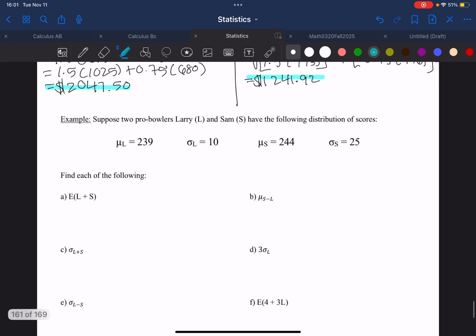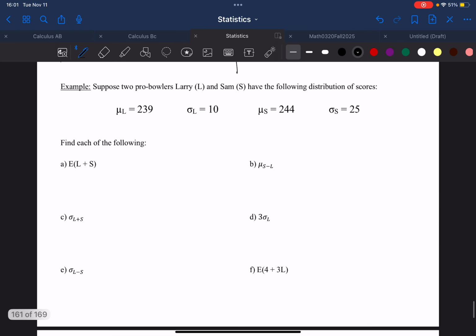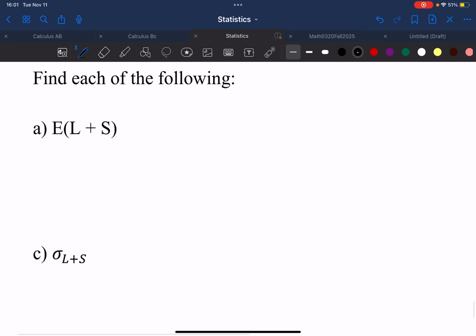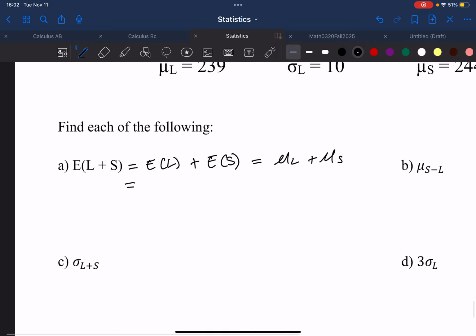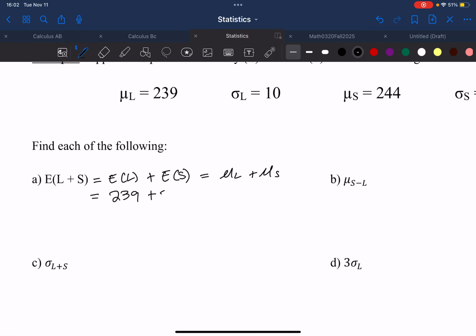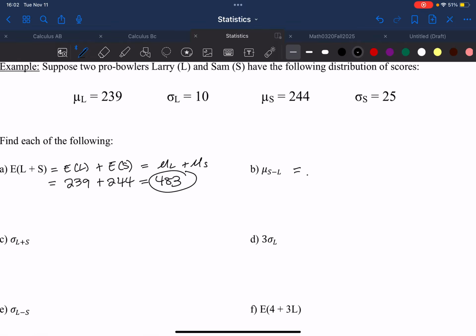Okay. And then the last example here says, suppose two pro bowlers, Larry L. and Sam S., have the following distribution of scores. Here they give us the mean and standard deviation for each one, so we don't have to calculate it. Then it wants us to find the following. This is the same as saying E of L plus E of S, which is the same as mu of L plus mu of S, because expected value and mu both mean the mean. So we plug in those values: mu of L is 239 plus mu of S is 244, and that gives us 483. Then the next one is mu of S minus mu of L, which is 244 minus 239, which equals 5.